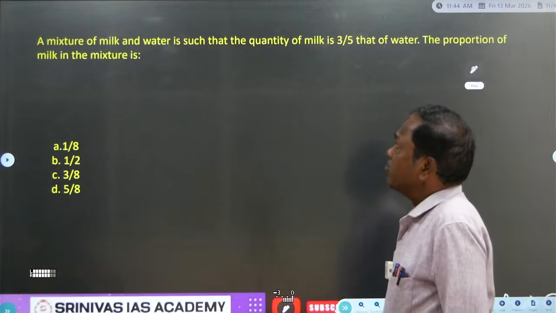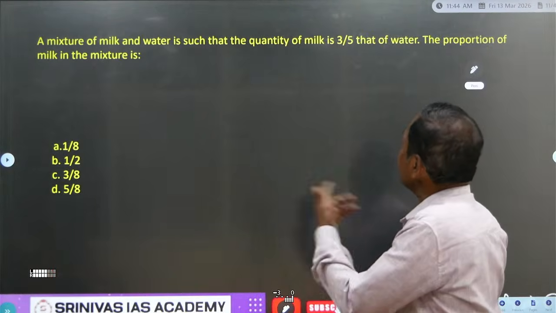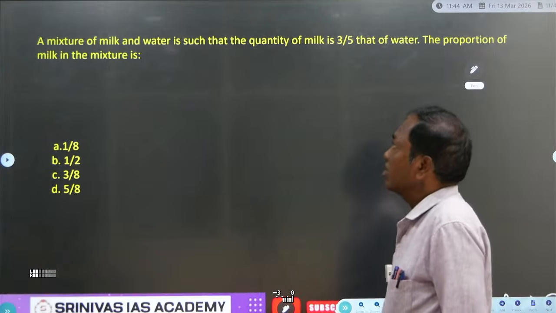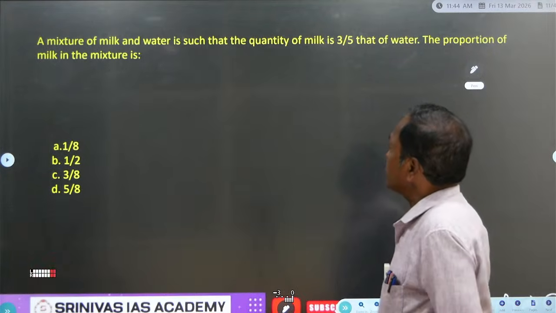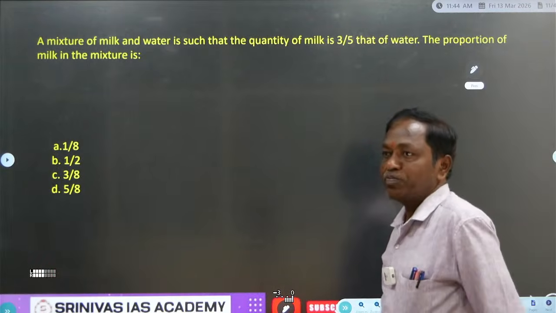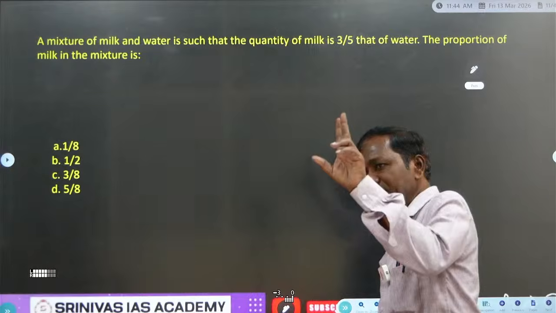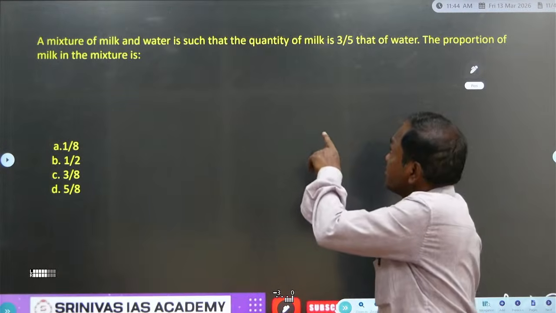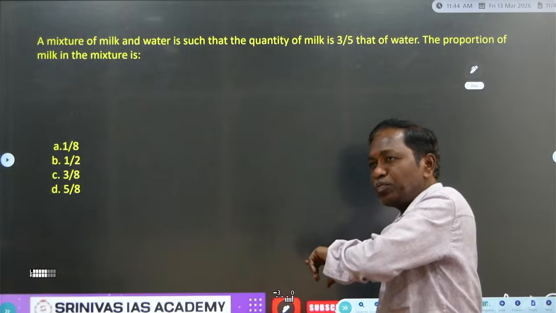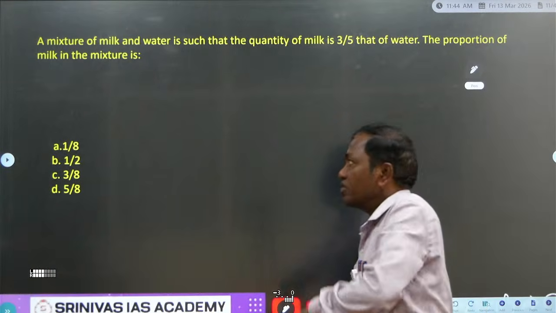A mixture of milk and water is such that the quantity of milk is 3/5 that of water. Find the proportion. See, again that is 3:5. This is also 3:5, but that was in the ratio, and this is in the proportion. That's what you can take.